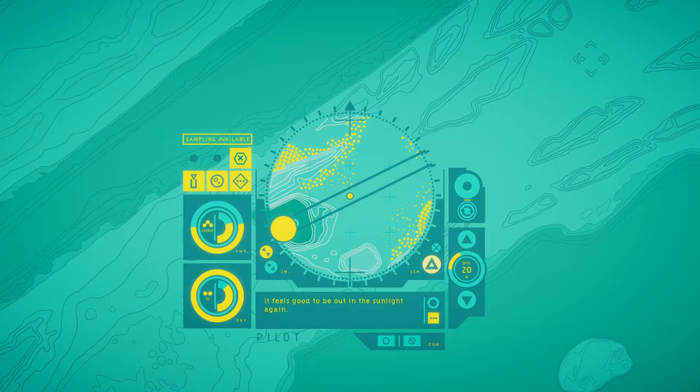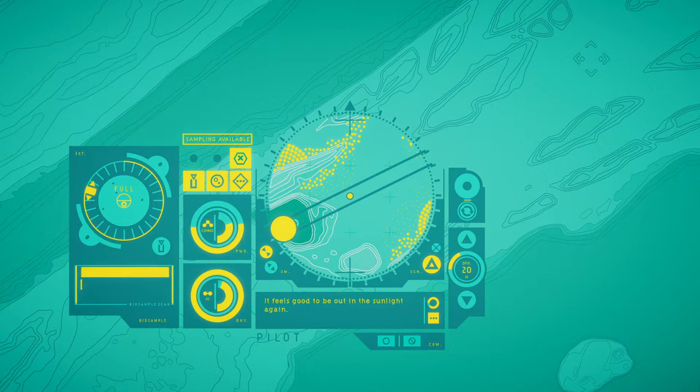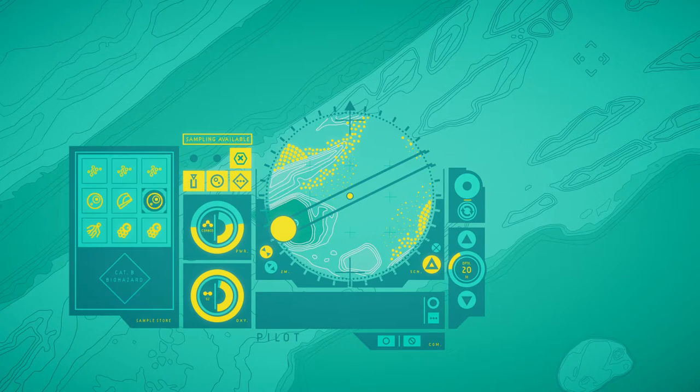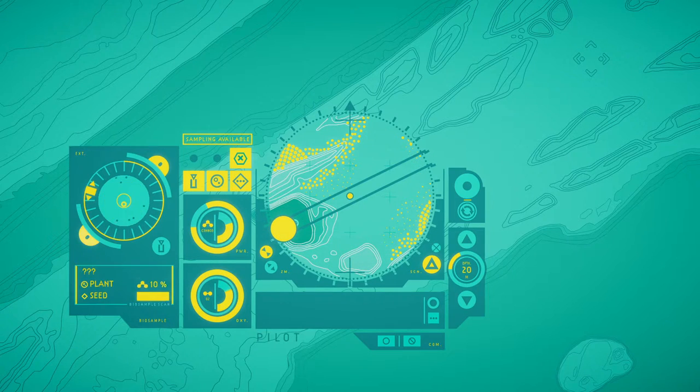It feels good to be out in the sunlight again. Let's head northeast along this finger of the reef. The transporter is at the peak. First, let's take a sample.